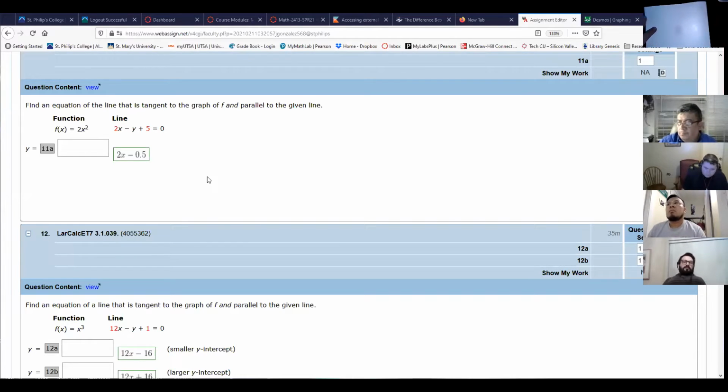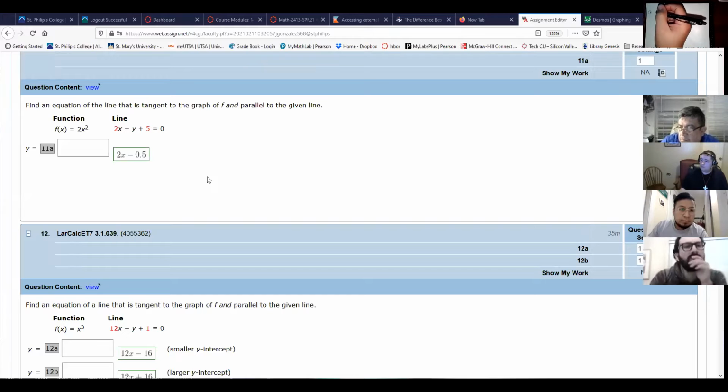Oh, you see, it says 0.5. I don't know where they're getting that from. They solve for the line equation. So, do you have the same numbers or no? Is it different? It's different. Oh well, I guess just adjust it.